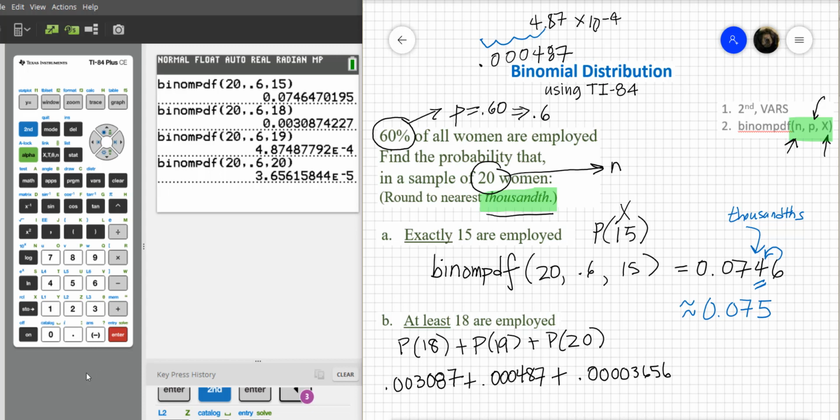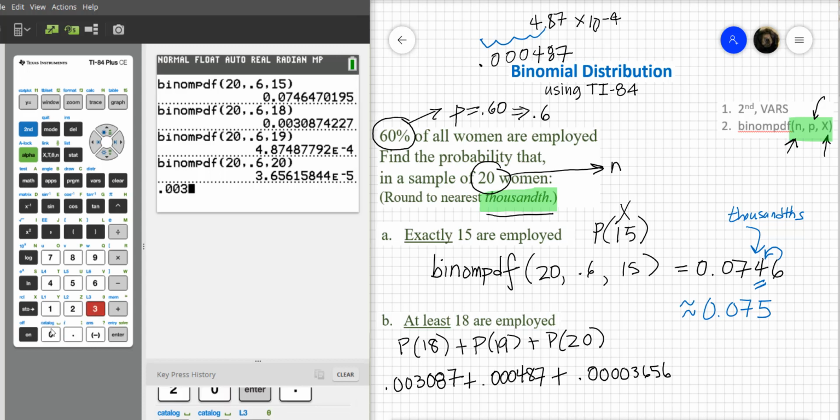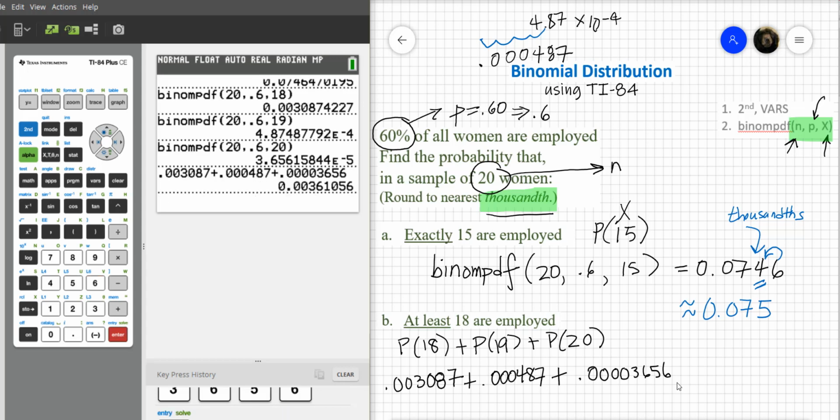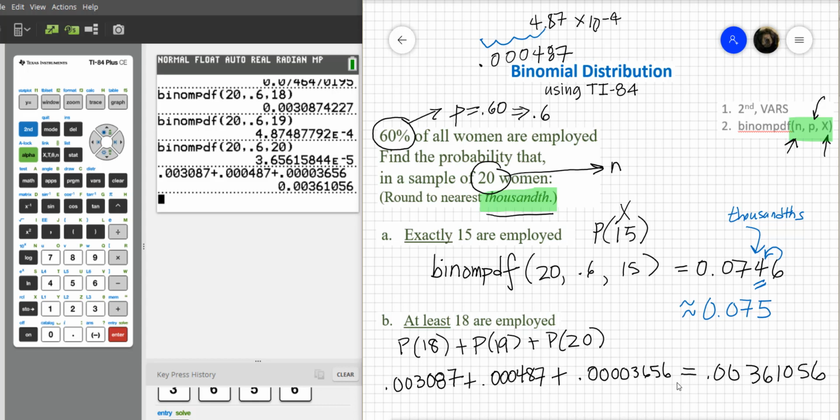Adding these together, 0.003087 plus 0.000487 plus 0.00003656. I'm just repeating the line that I have here. Enter. This works out to be 0.00361056. It's always a good idea to write your unrounded number, then rounded to the nearest thousandth.